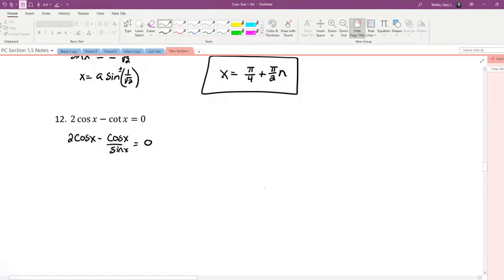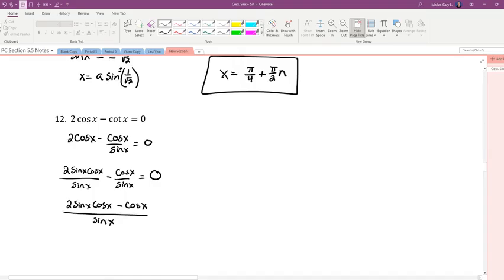So let me just look this over and see if I'm overlooking something obvious. And I don't see anything. So I'm going to keep just messing with the left side. I'm going to get a common denominator. So I get 2 sine x cosine x over sine x minus cosine x over sine x. This is feeling a lot like our identity work. I can put those together now. The difference between what we're doing right here and our identity work is that we're not going to turn the left side into 0.